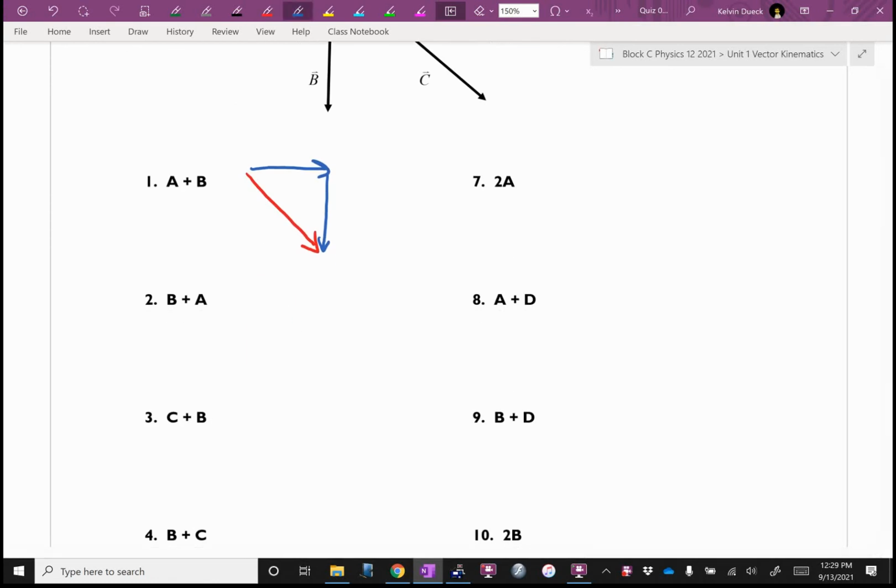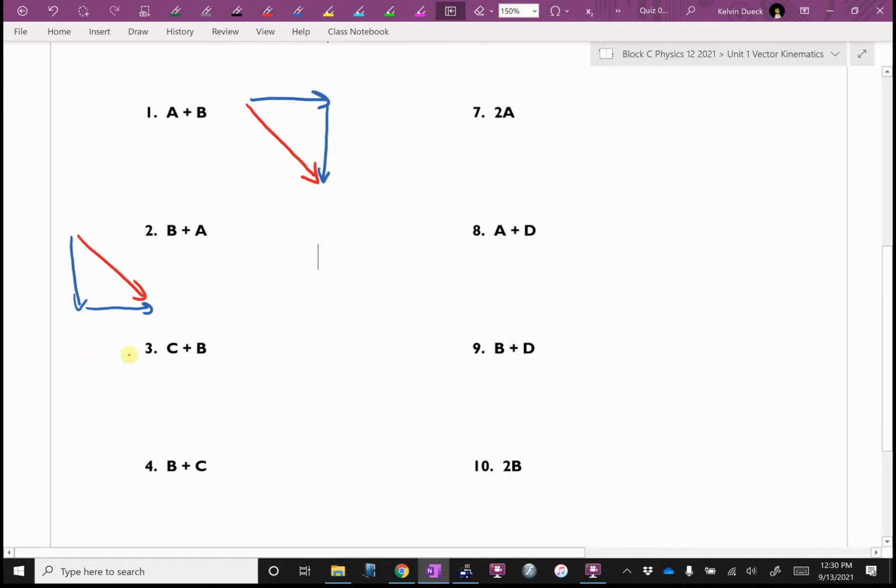Number 2, well, if 3 plus 6 is 9 and 6 plus 3 is 9, if order doesn't matter when you add with numbers, order shouldn't matter when you add with vectors. I should get the same vector. Let's see, that's going to be down first and then sideways. And yeah, I get the same resultant. That would be my answer for number 2.